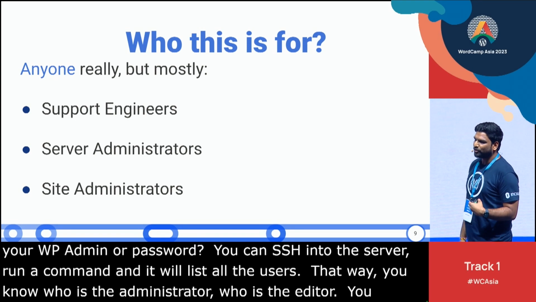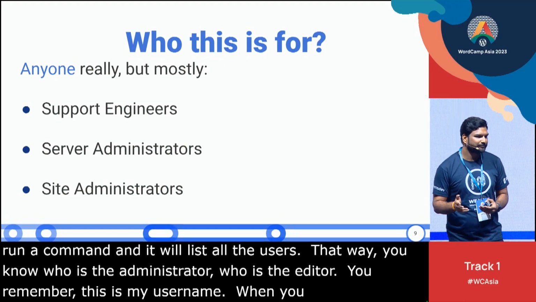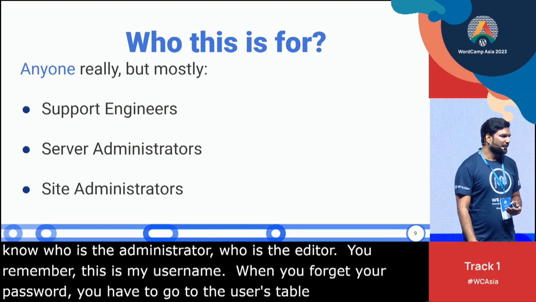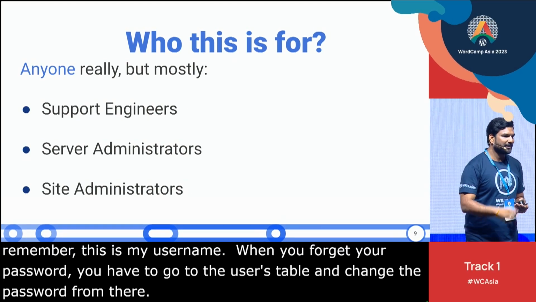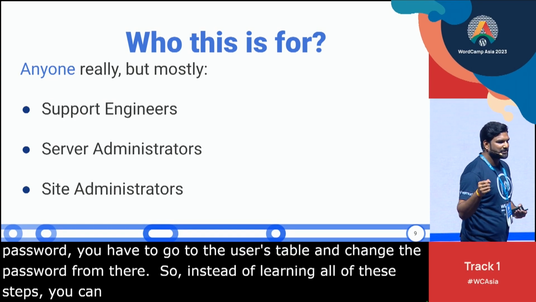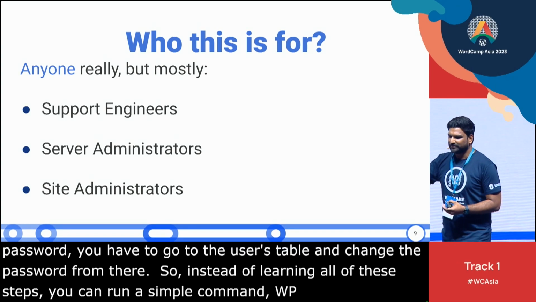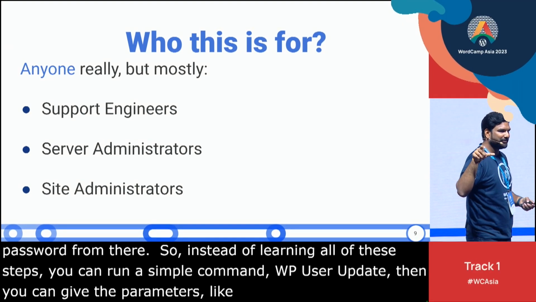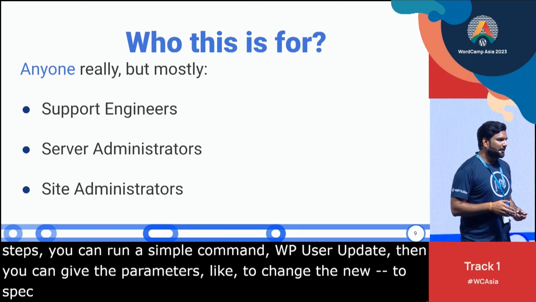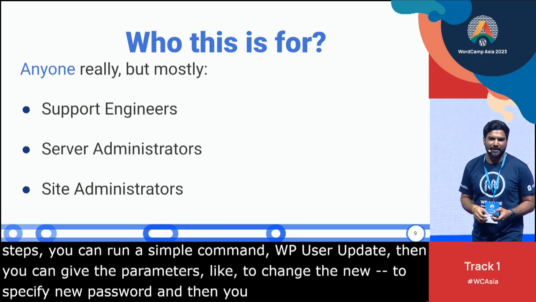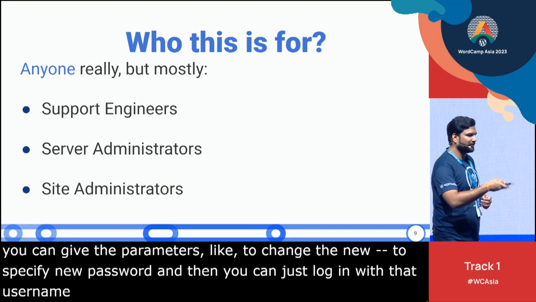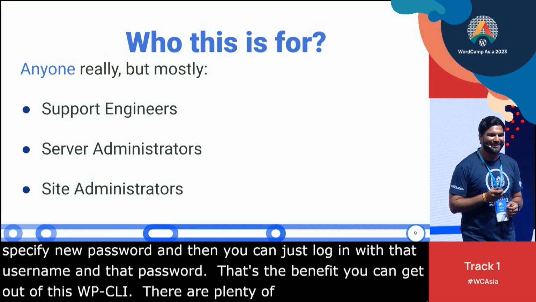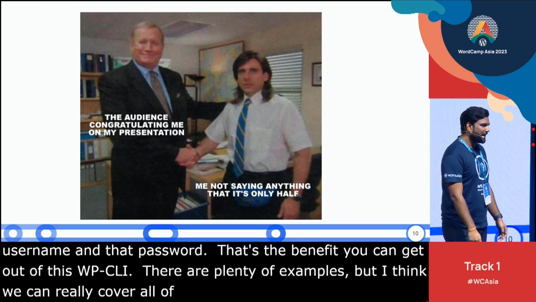Now, when you forgot your password, you had to go to PHPMyAdmin, go to the users table, and change the password from there. Instead of learning all of these steps, you can run a simple command, wp user update. Then you can give the parameters, like to change to a new password, just specify the new password, and that's changed for you. Then you can log in with that username and that password. So that's how you can benefit from WP-CLI. There are plenty of examples, but I don't think we can really cover all of them here. So that's that.